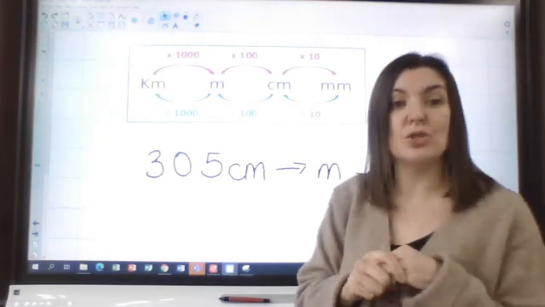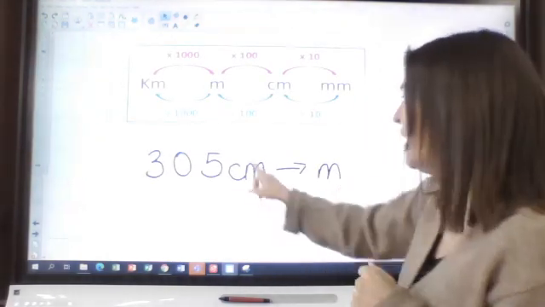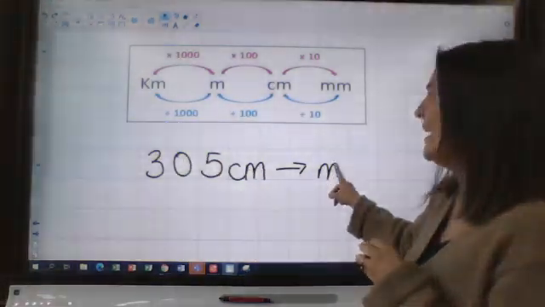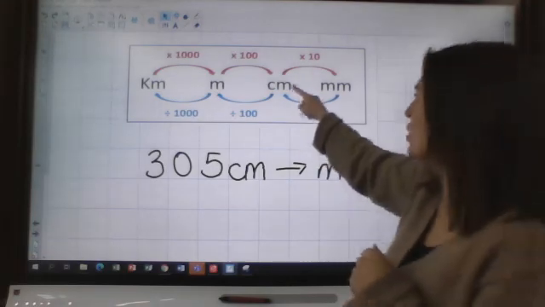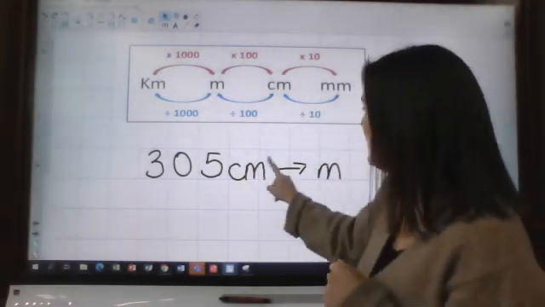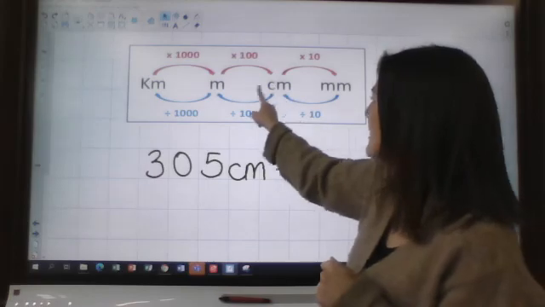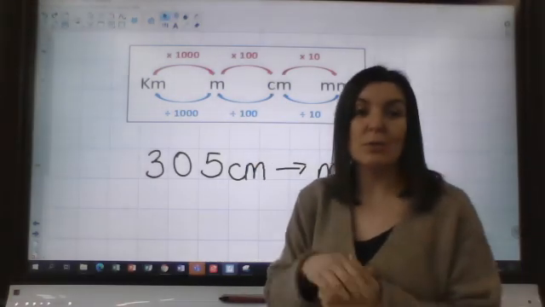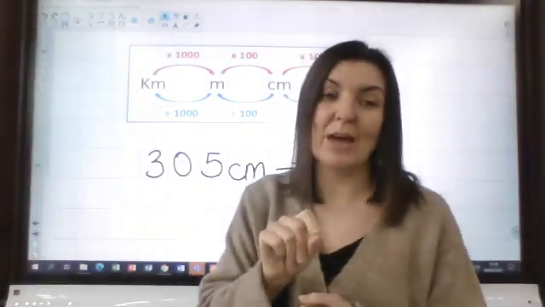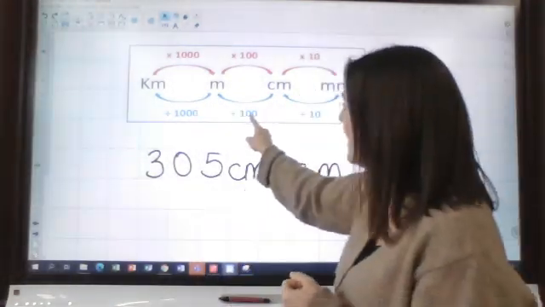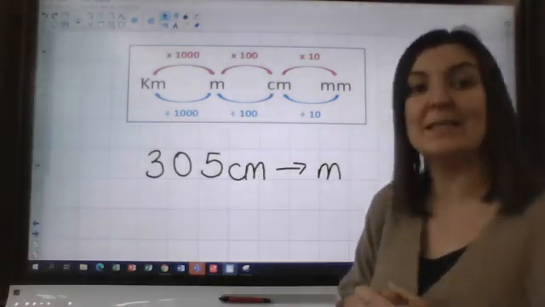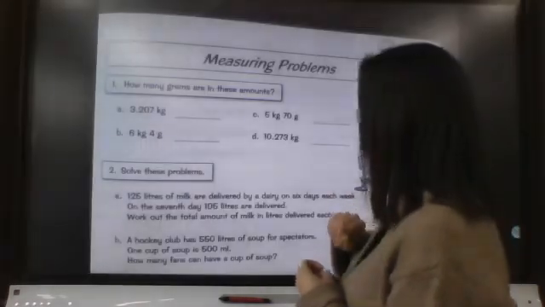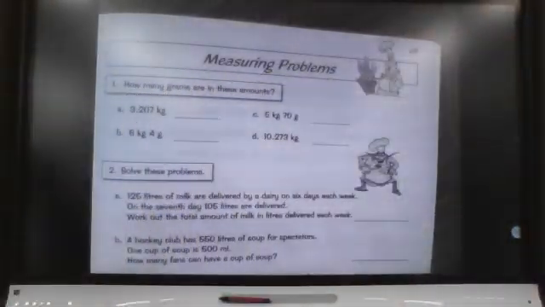So I'm going to show you how to do a couple of them. So I've got here 305 centimetres, and I want to convert it into metres. So I'm going to go to my chart. So I'm going from centimetres to metres. So centimetres to metres, I've got to divide by 100. So I'm going to remind you how we do that. So when I'm dividing by 100, I've got to move 2 places to the right. So I will show you that. So I've got 305 divided by 100.